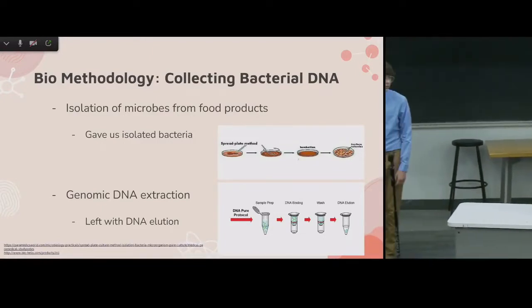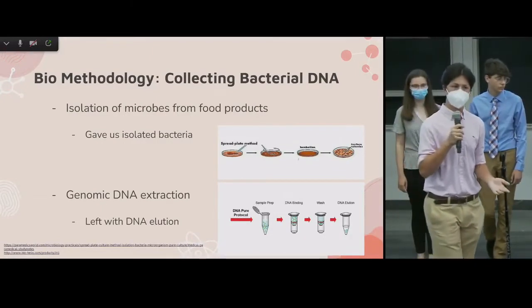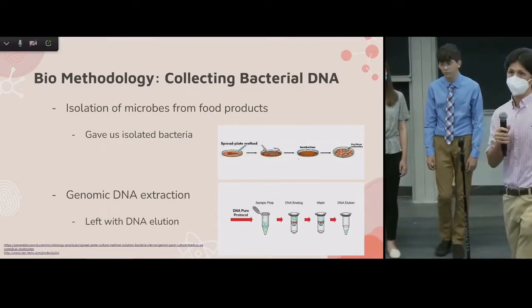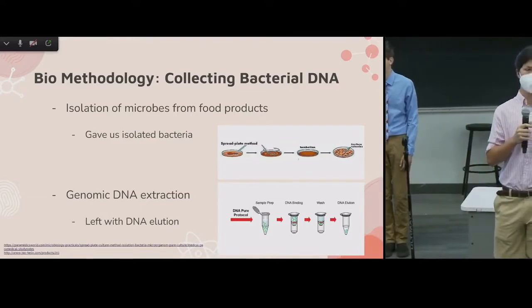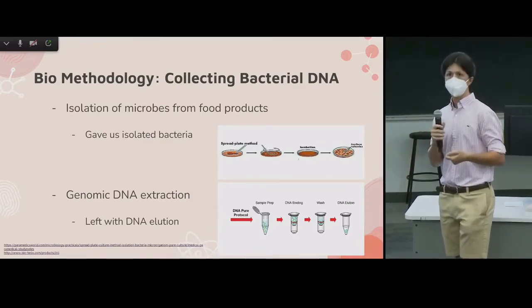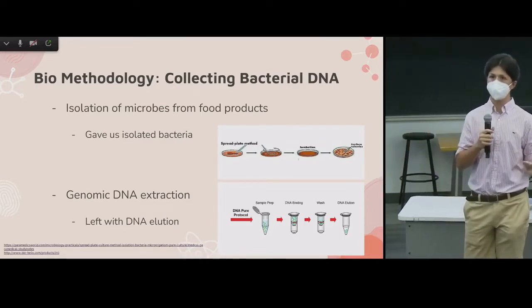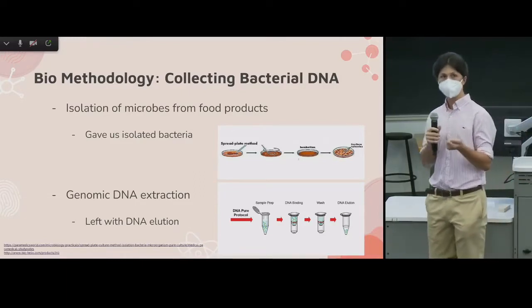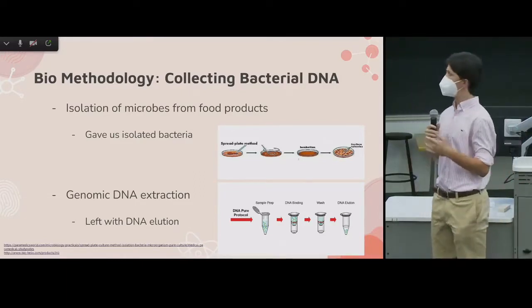Now, the first method that we used in the biology half of this project was actually completed for us prior to our arrival at PGSS due to time constraints. And that was actually taking a sample from the food product and isolating a specific type of bacteria from that sample. And that bacterial sample is what we started out with our methods on the biology side.